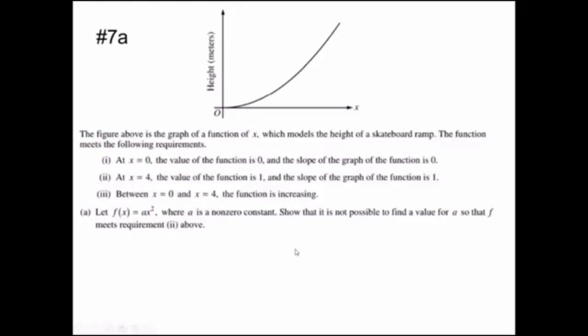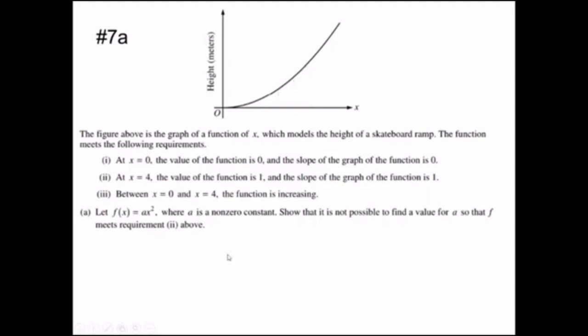On this no calculator free response problem, we have this figure here with the graph of some function which models the height of a skateboard ramp, and this function meets these requirements. So at time 0, the value of the function is 0, and so is the slope, which looks about right. At x equals 4, somewhere over here, the value of the function is 1 and the slope is 1. Interesting. And then between 0 and 4, the function is increasing. Well, this graph certainly looks like all of that could be true.